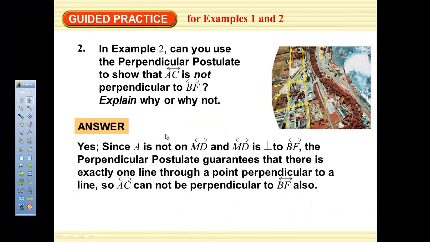So again, A is not on MD, and MD is perpendicular to BF. So therefore, since we know that MD and BF are perpendicular, we can't have two lines that are perpendicular to BF that go through the same point. So therefore, AC is not perpendicular to BF. And that's it. Thanks.